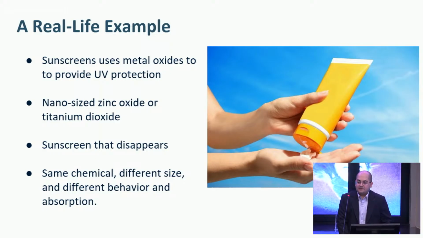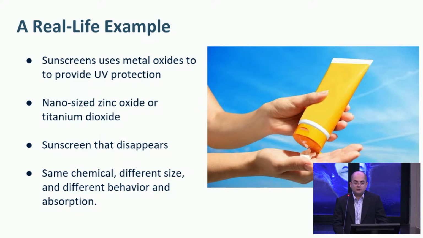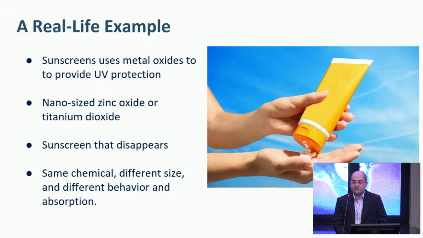A real-life example of nanomaterials is sunscreens. Usually sunscreens use metal oxides to protect from UV light. When nano-sized metal oxides like zinc oxide and titanium dioxide were introduced into sunscreens, they became transparent and more appealing. It's the same chemical, but at a different size, with a different behavior, absorption, and characteristics.